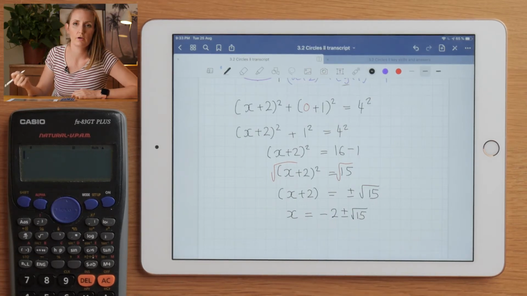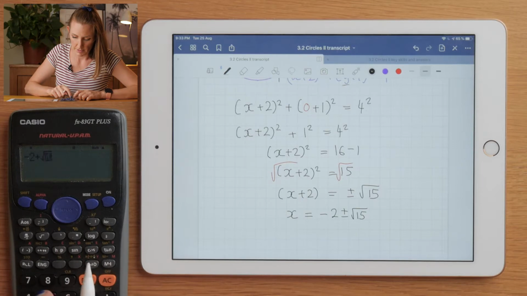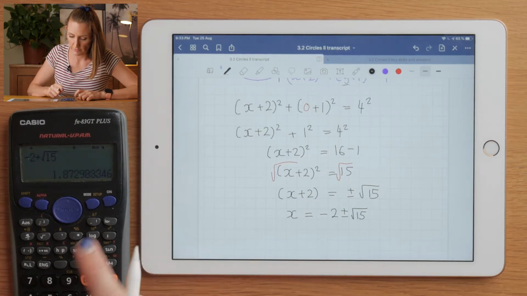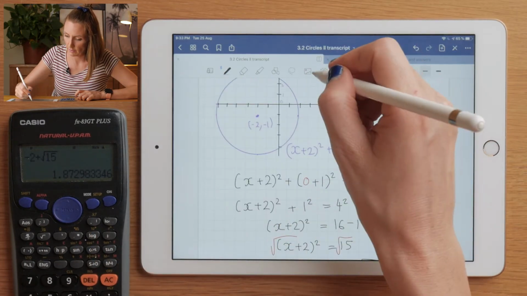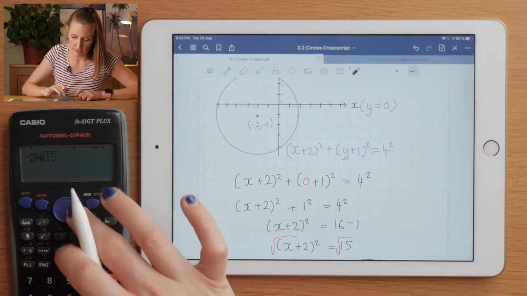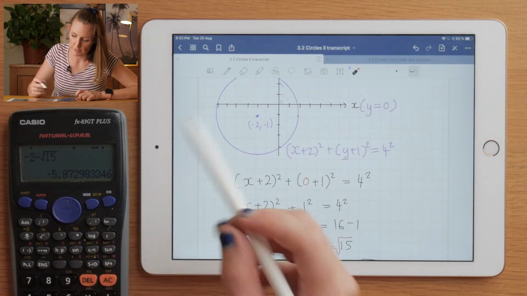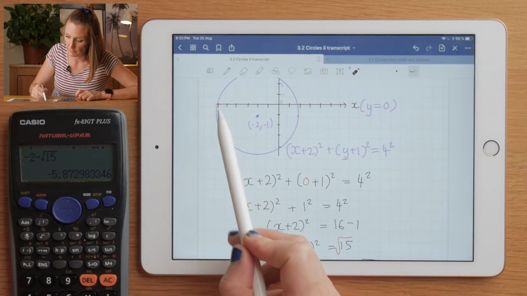Depending on your question, you may or may not be allowed to leave it like that. They might be looking for a numerical value, right? So you might have -2 + √15. That would roughly be about 1.87, which would be probably this value here. And then the -2 - √15 would be about -5.87, which would be roughly this guy over here.